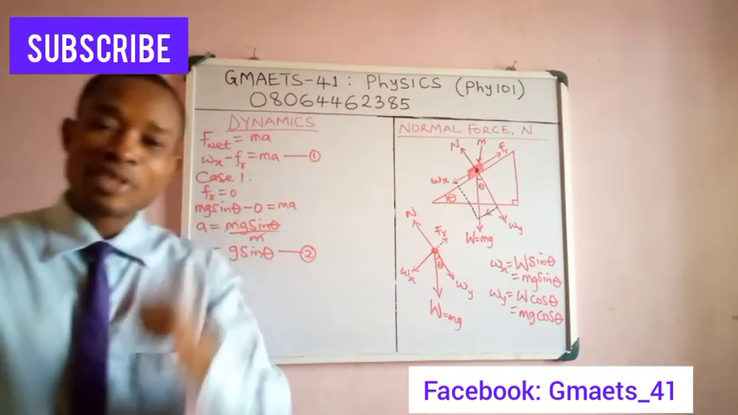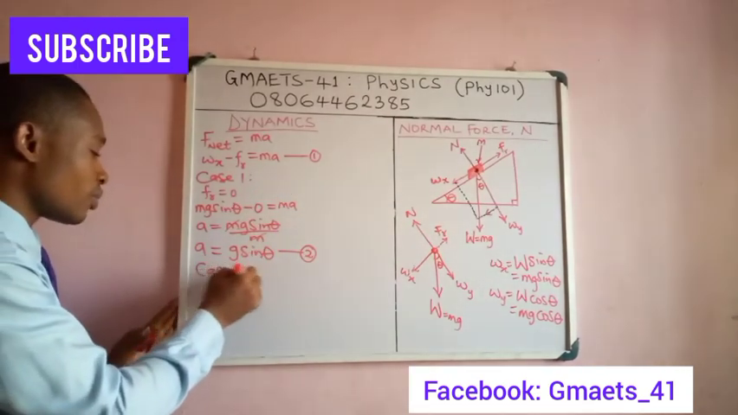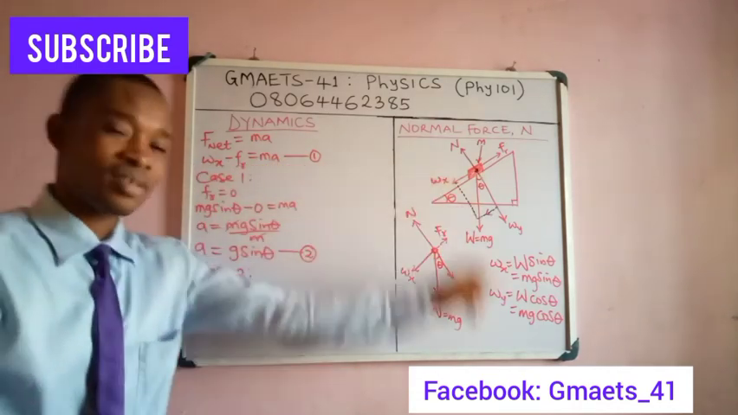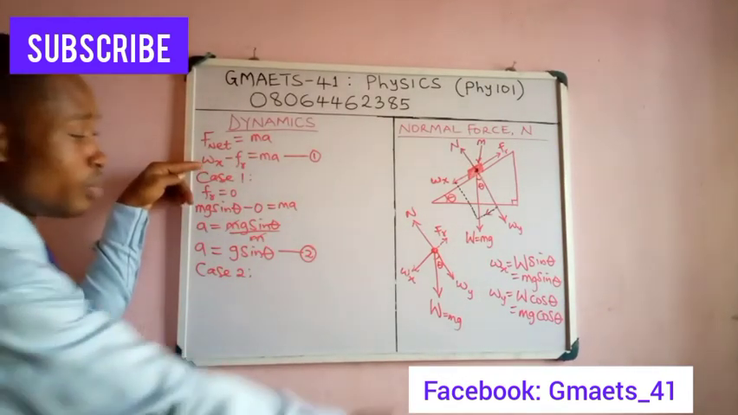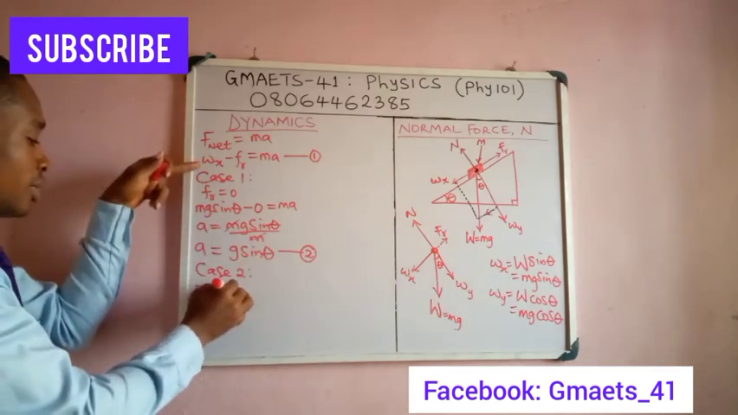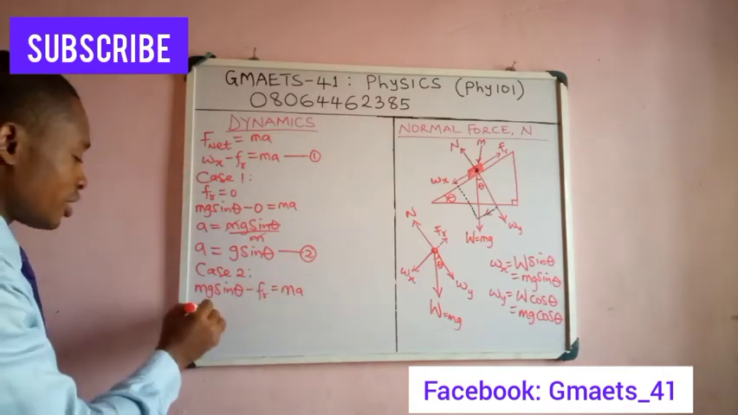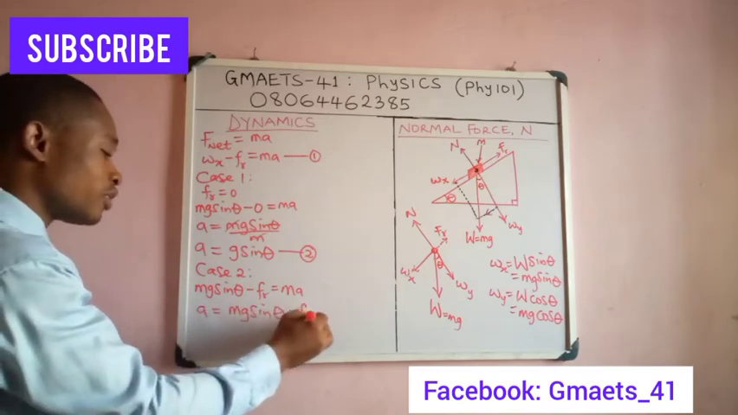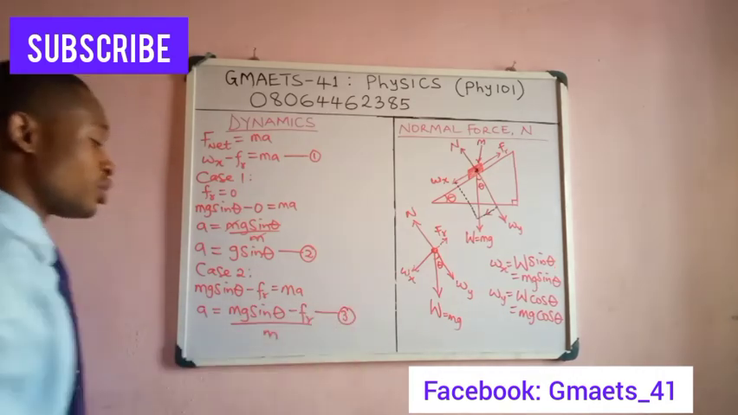Good. We now move on to case 2, assuming that the plane has friction. If there is friction, we go back to Newton's second law of this system, where we have Wx minus Fr equal to Ma. We substitute: Wx is mg sine theta. So we have mg sine theta minus Fr equal to Ma. Then making acceleration the subject of the formula, it is mg sine theta minus the friction force, everything divided by mass. And this gives us equation 3.